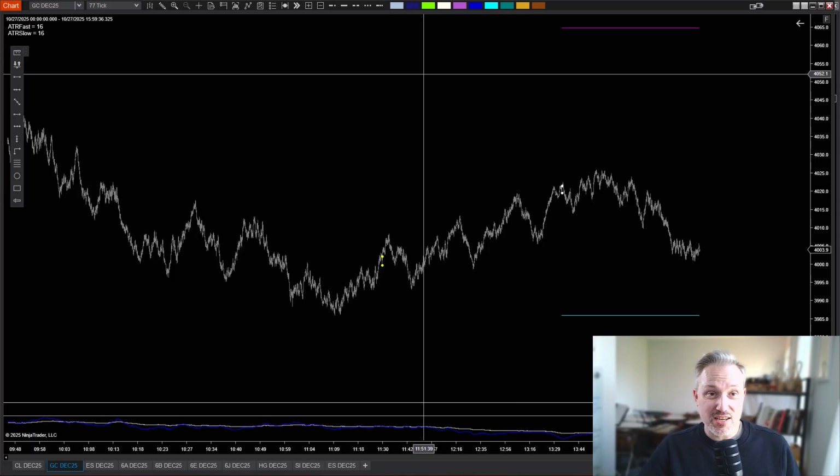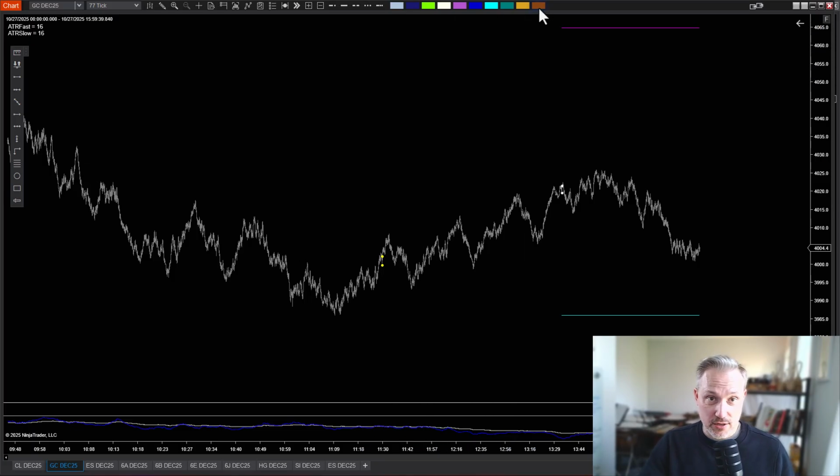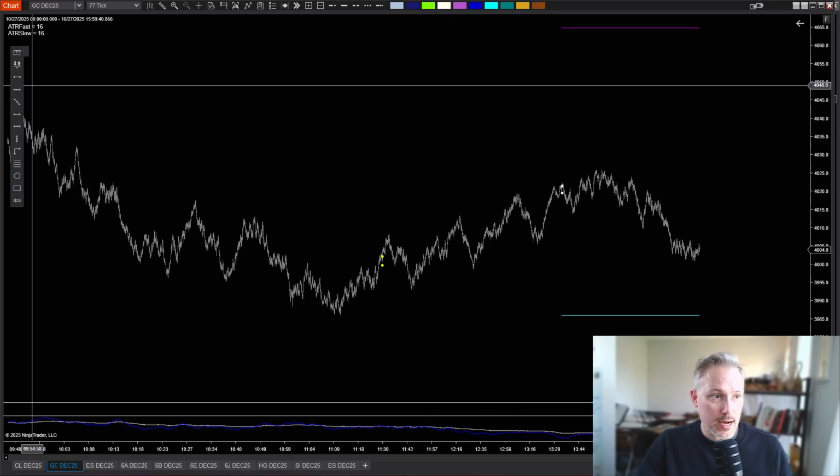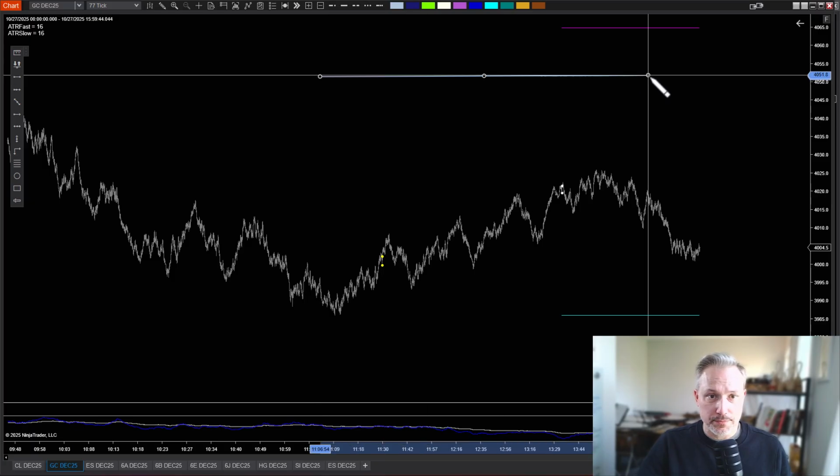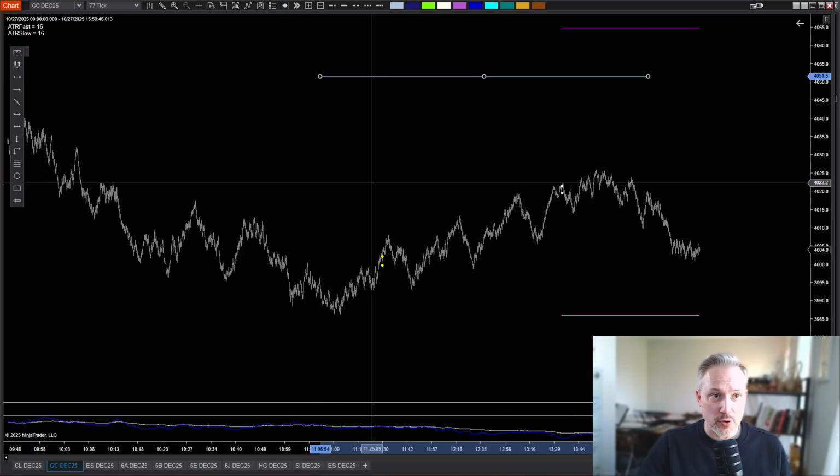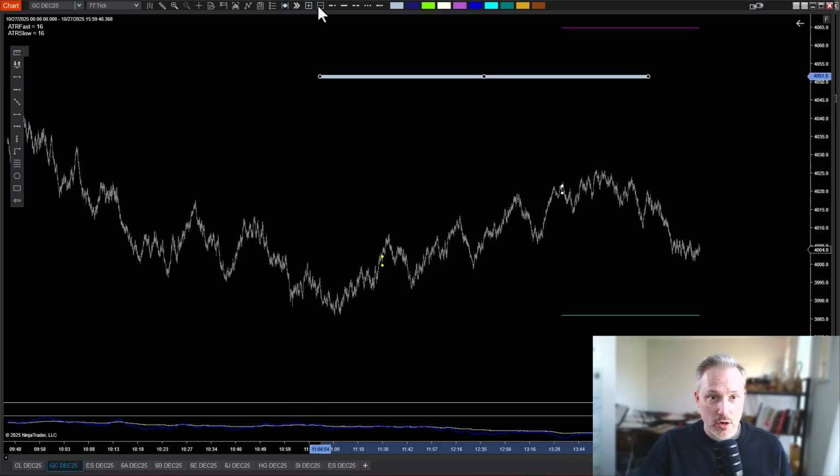Now, the next one is Color Picker Plus. You can see these colors up here on the top of my chart. So if I were to use a drawing tool and draw a line, for example, and I want to make it bigger, thicker or thinner, or change the way it looks or the color itself, I can do that all with a click of a button.